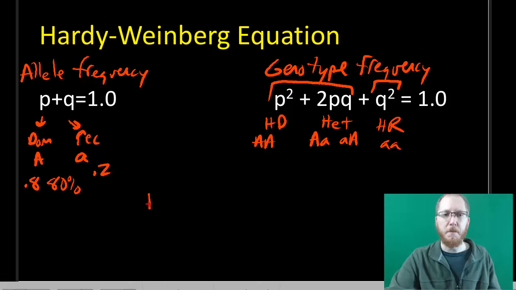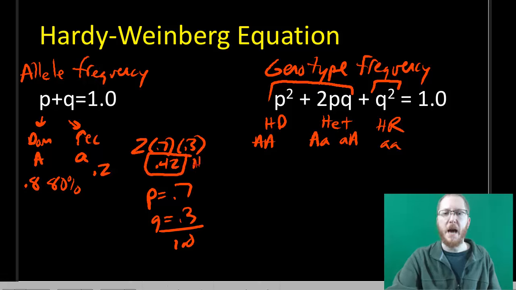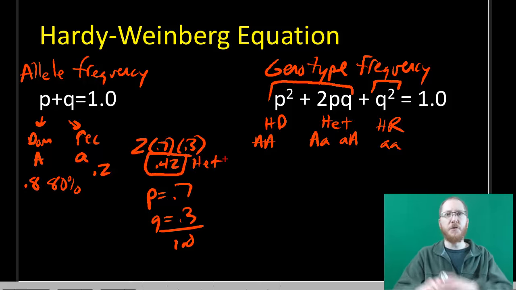So if I say something like P is 0.7, then you should in your mind go, all right, well 0.7, that means Q must be 0.3 because those add up to 1. If you want to, you can add them up to make sure it's 1.0. And once I find those, I can plug them in over here. So if I ask you how many are heterozygotes, you just say, all right, well 2 times 0.7 times 0.3. That's 0.21 times 2, so that'd be 0.42. So 42% or 0.42 would be heterozygous. You should be able to do that.